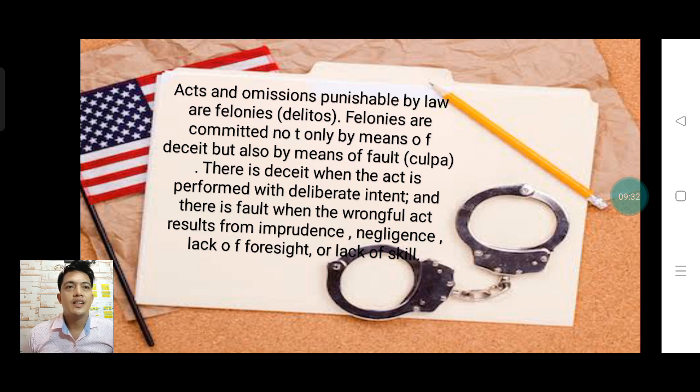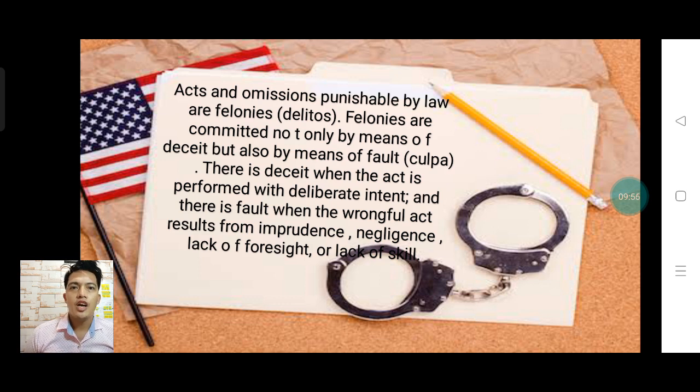Clear? Now, felonies are committed not only by means of deceit, but also by means of fault. Meaning, there is deceit when there is deliberate intent. And there is fault when the wrongful act results from imprudence, negligence, lack of foresight, or lack of skill.